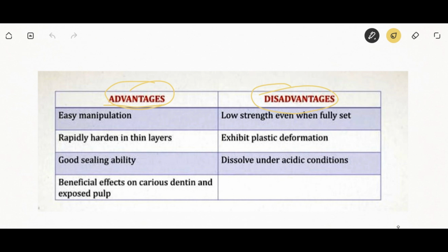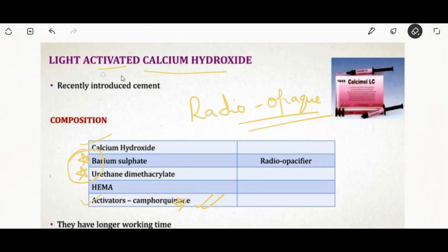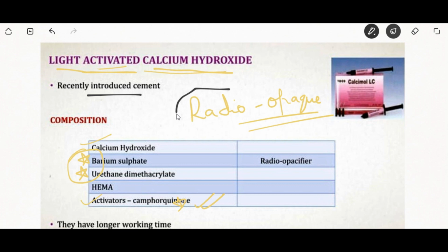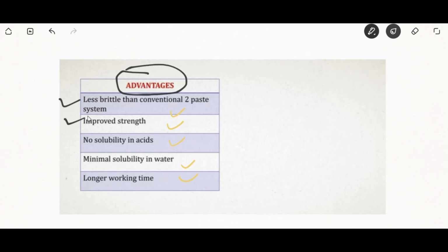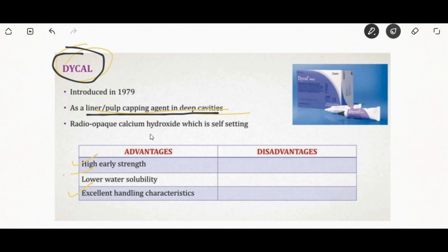The light activated calcium hydroxide cement. So it consists of calcium hydroxide and barium sulfate that is dispersed in urethane dimethacrylate resin. These are generally opaque and have a longer working time. So these are the advantages of the light activated calcium hydroxide cement. Dycal: it is used as liner, pulp capping in deep cavities.